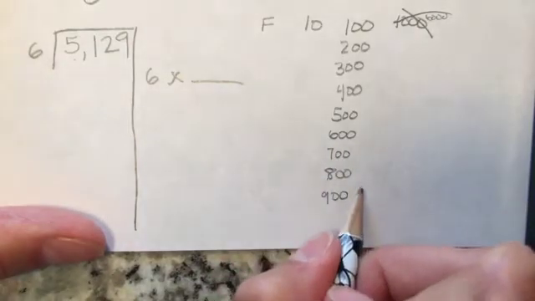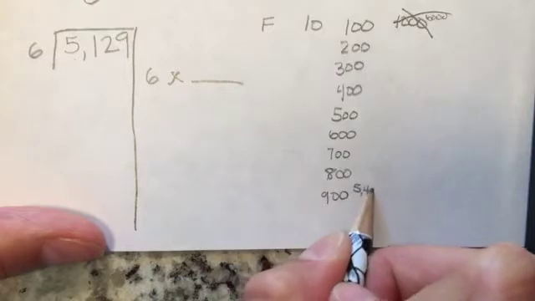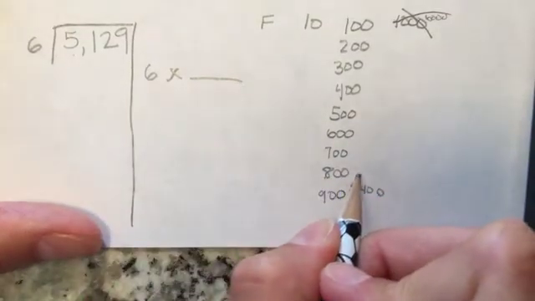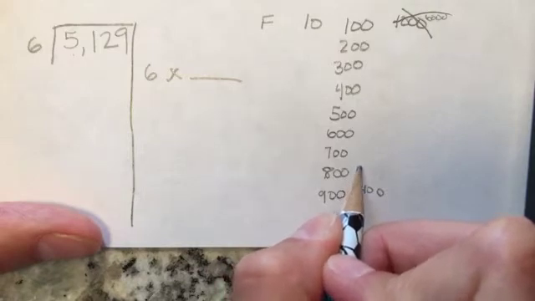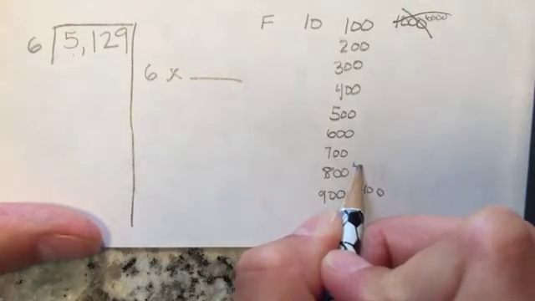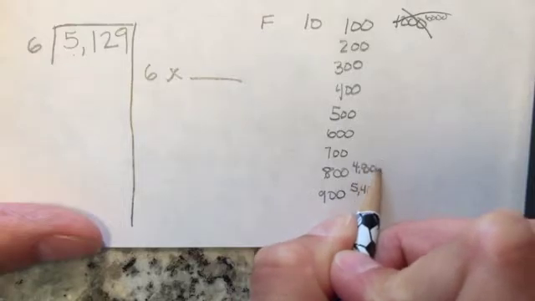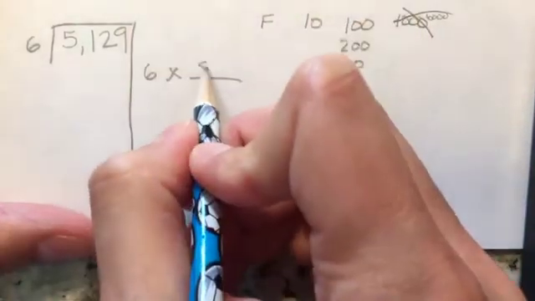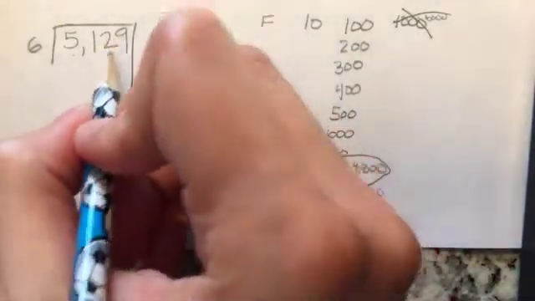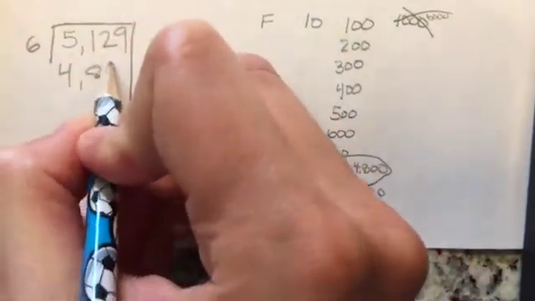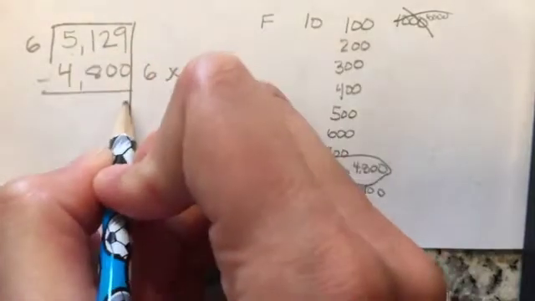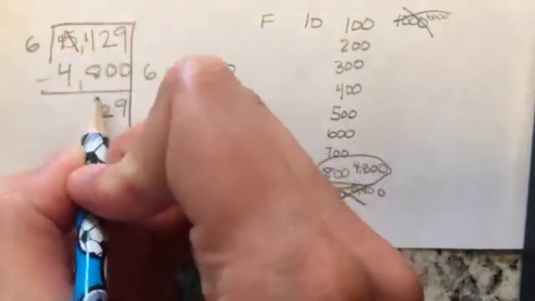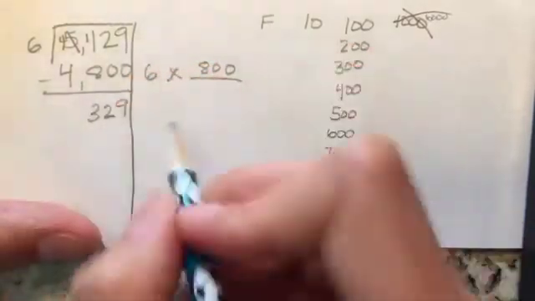6 times 900 is 5,400, which is close but not quite. So I'm going to go back another one. 6 times 800 would be 4,800, and it looks like that is my winner. So I'm going to say 6 times 800 equals 4,800, and I'm going to subtract, get 9, 2, I'm going to have to borrow here, and make this a 3, and that'll be 0.